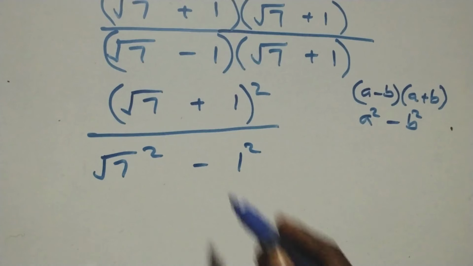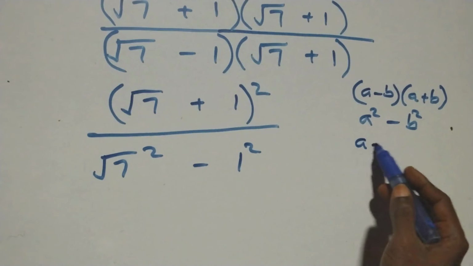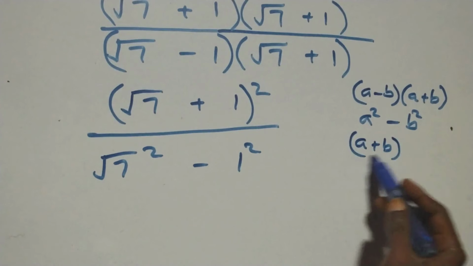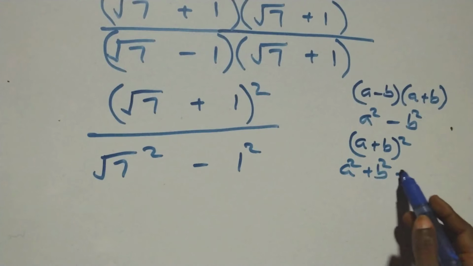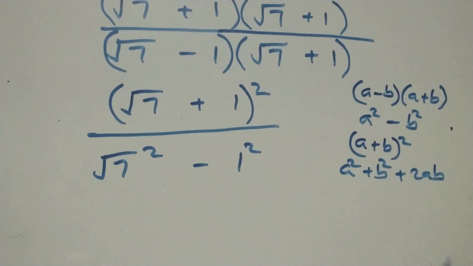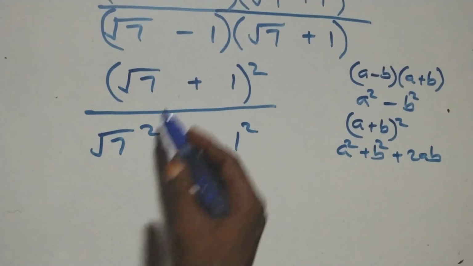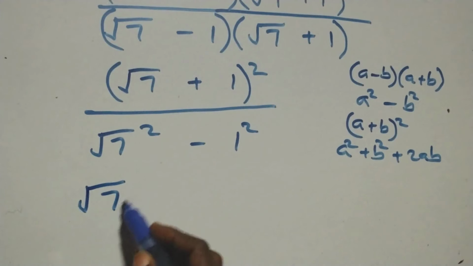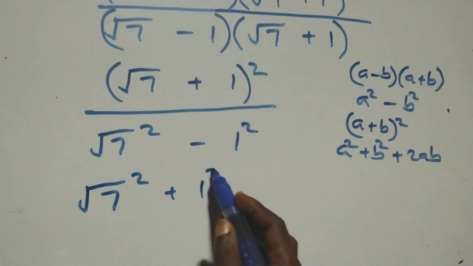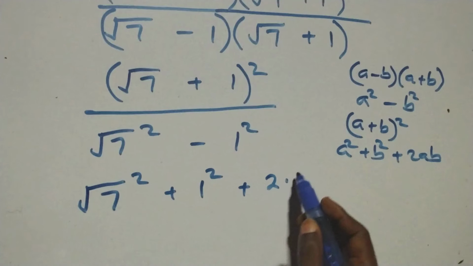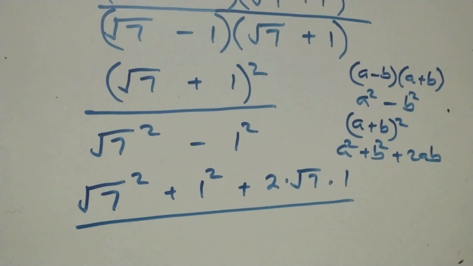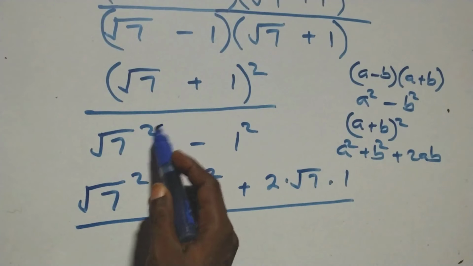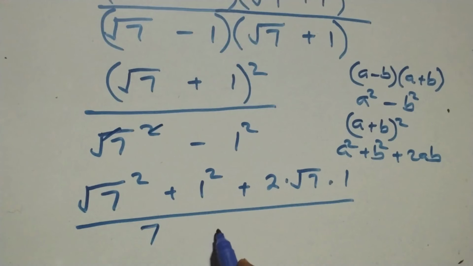Then also we expand this, and this follows from a plus b all squared, which is the same thing as a squared plus b squared plus 2ab. That is, here we have root 7 squared plus 1 squared plus 2 times root 7 times 1, all over root 7 squared, square and square root cancel, that's 7, then minus 1 squared, that's 1.